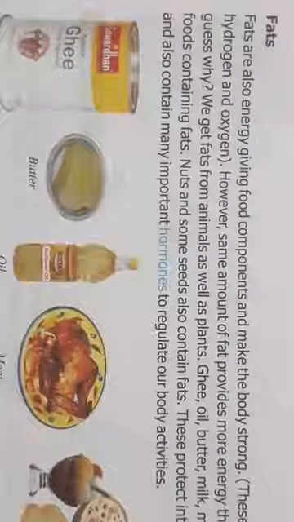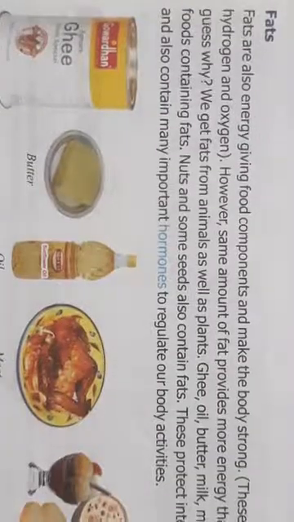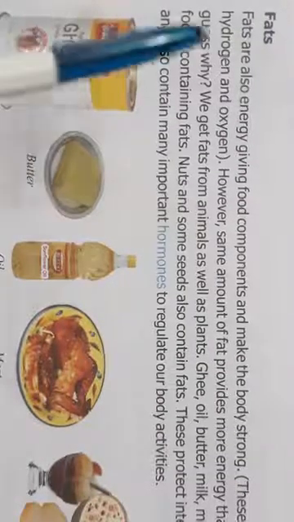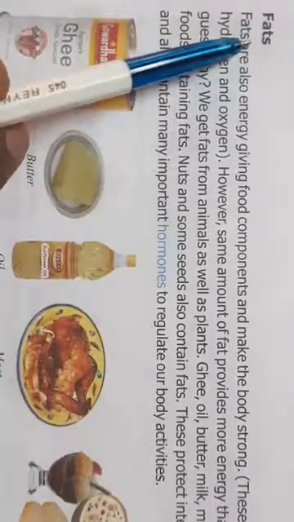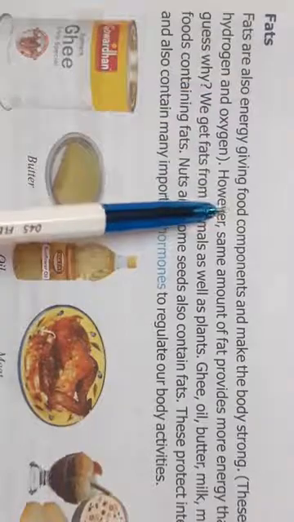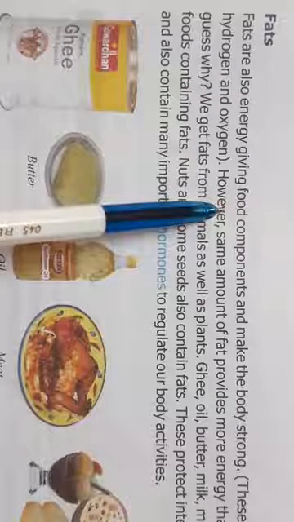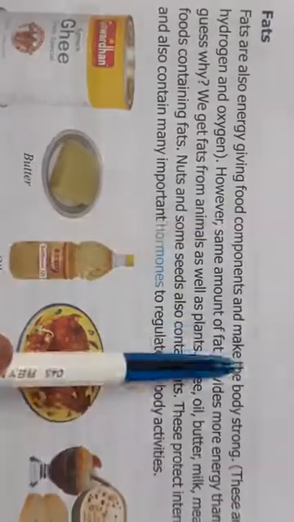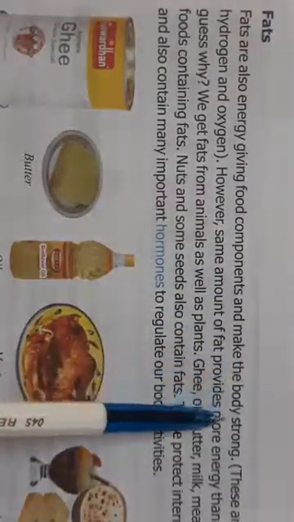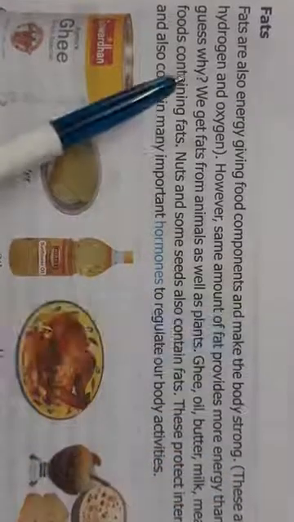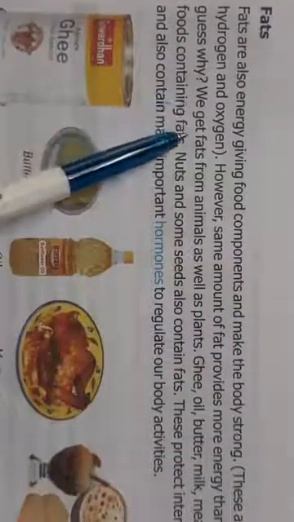So, as we start with the online classes today, we'll continue with the next component of food, that is fats. Fats are energy giving food components. Just like carbohydrates, fats are also energy giving food components and they make the body very strong. And these are compounds of carbon, hydrogen and oxygen.